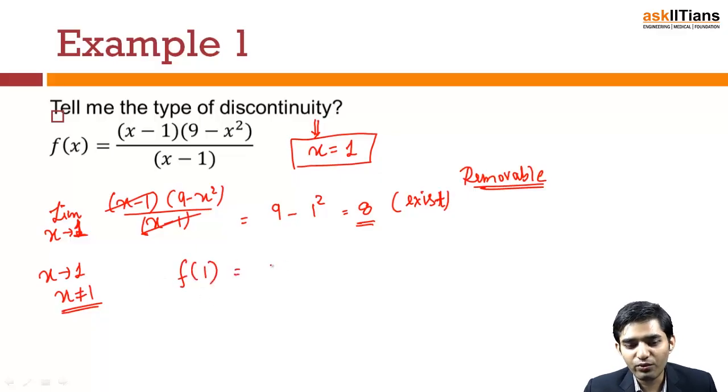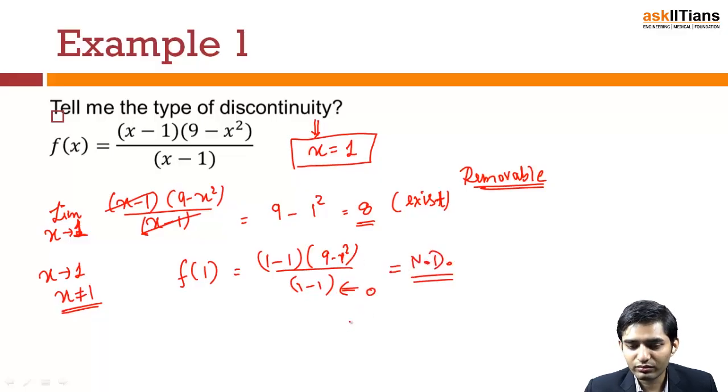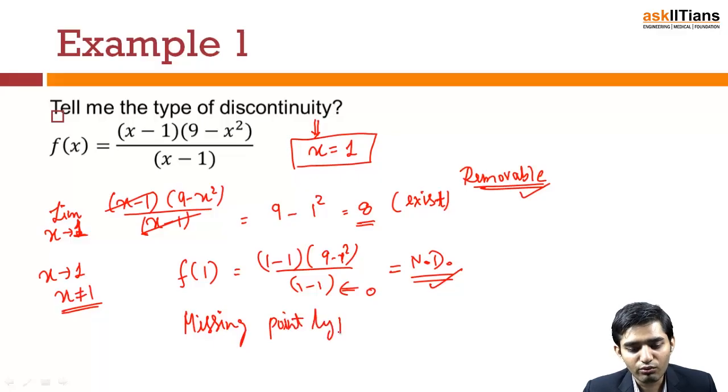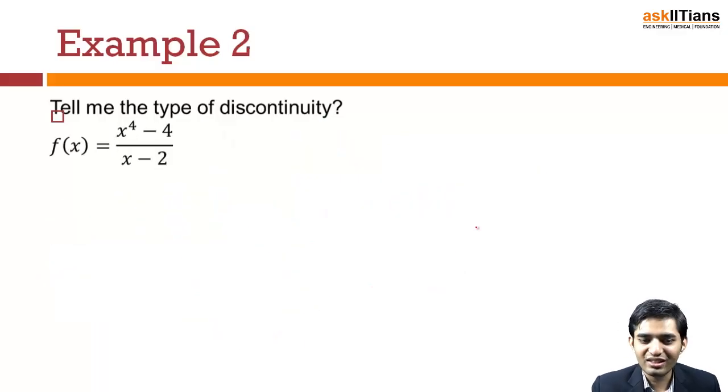If I write down f of 1, I will get (1 minus 1)(9 minus 1 square) divided by (1 minus 1). In this case the denominator will go to 0, and if the denominator goes to 0, then the value of the function will not be defined. So the limit exists but the value of the function is not defined. That means this type of discontinuity is missing point type. Why? Because the limit is defined but the value of the function is not defined. Okay, missing point type.